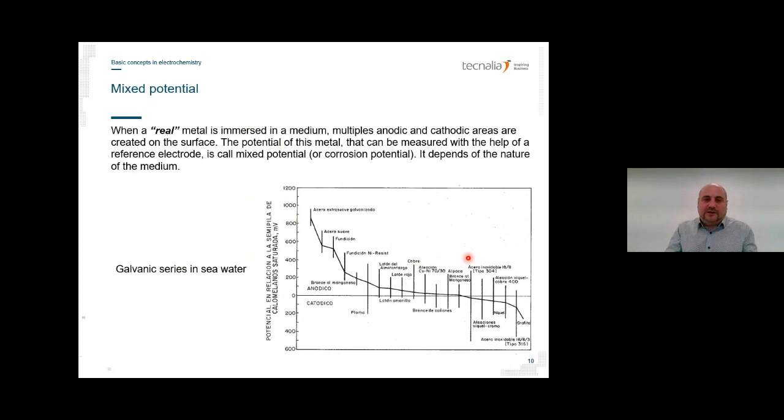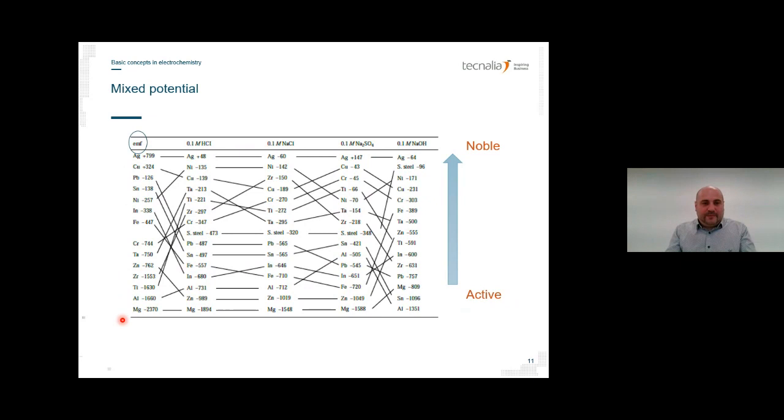No, this one is with a saturated calomel electrode. So each material is going to have a certain order. But to emphasize the point that it is dependent on the medium, we can see that all these materials, this is the galvanic series that we saw before, that is calculated with the Nernst equation of a metal in its salt.